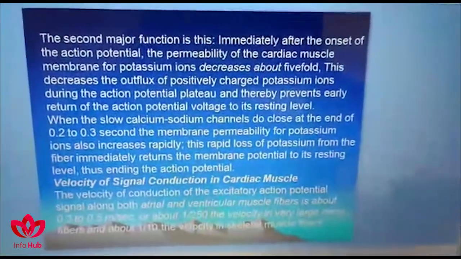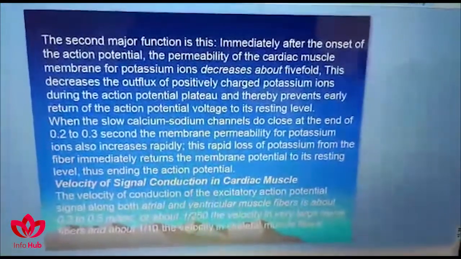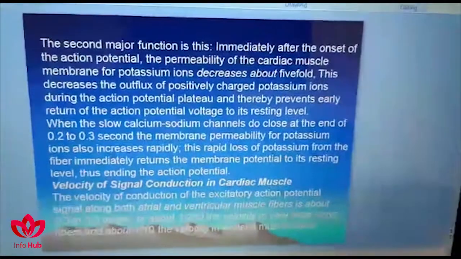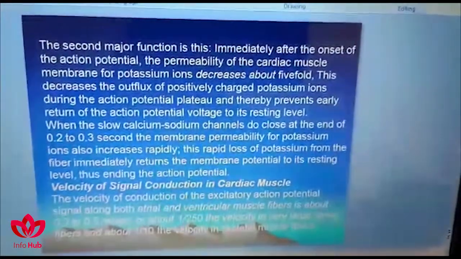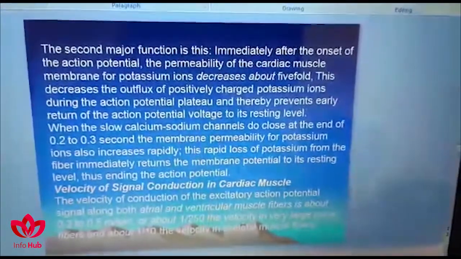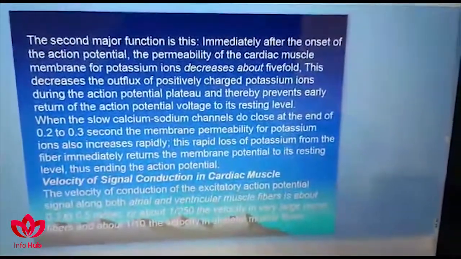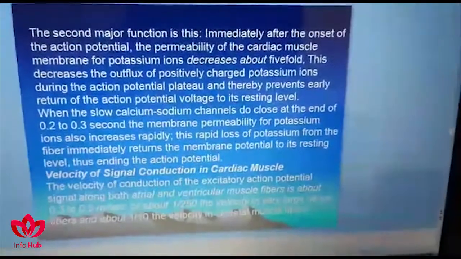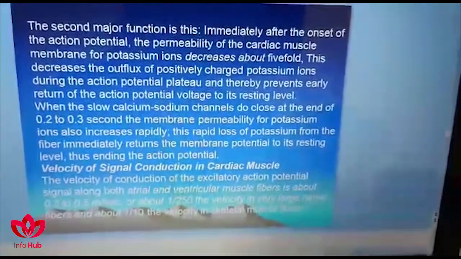So here we can see there are two factors which are responsible for the plateau in the action potential. One is the slow sodium calcium channels, and second is the slow release of calcium from inside the fiber. Now, velocity of signal conduction in cardiac muscle is also very different from those of skeletal muscles.